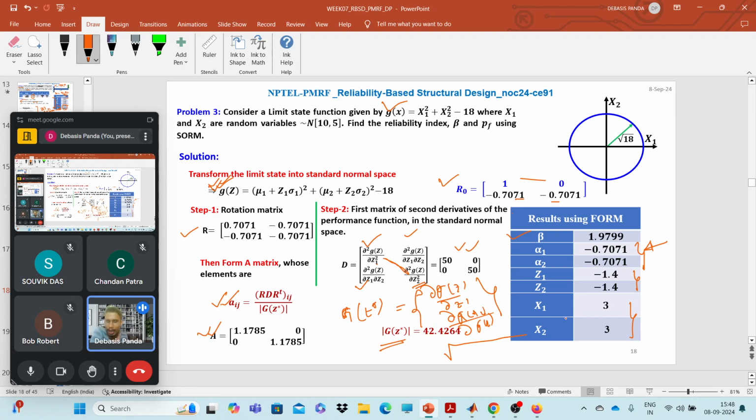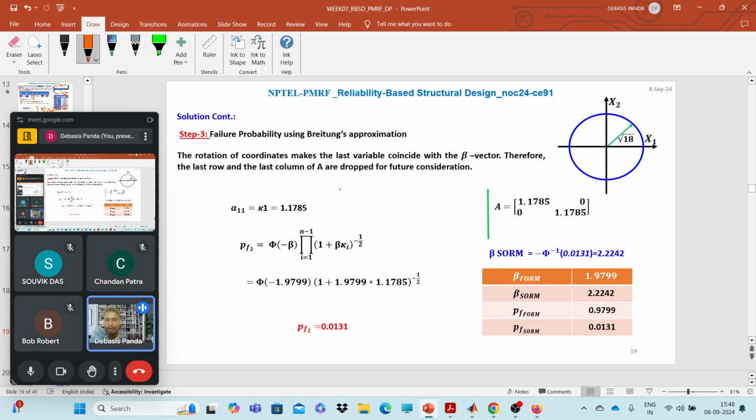Now once we have this, we will have the A matrix. Now just drop these two, and we are left with just one element. With one element, the eigenvalue will be that same element. This refers to the kappa value, and once we have the kappa value, we can get the probability of failure using the Breitung model.